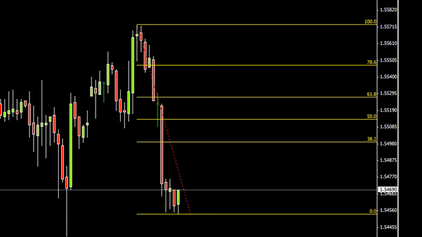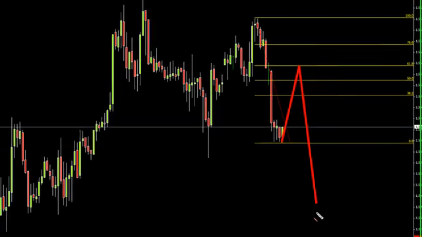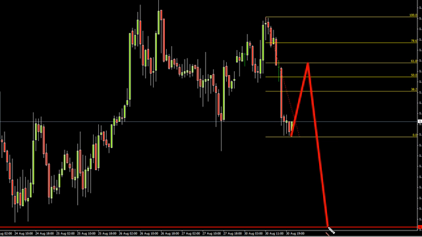So obviously these aren't recommendations, guys, these are just what I see. I'm hoping this is what's going to play out tonight. Obviously this is just guessing, I don't know for certain of anything, but I'd like to see the price come back up to the 61.8 or around the 50% maybe, and then tomorrow come down to the previous low and hopefully break it.